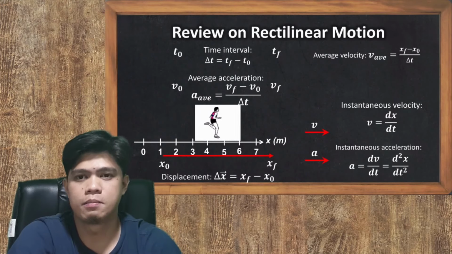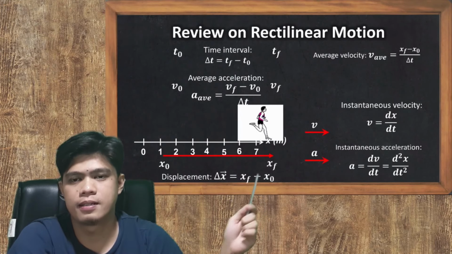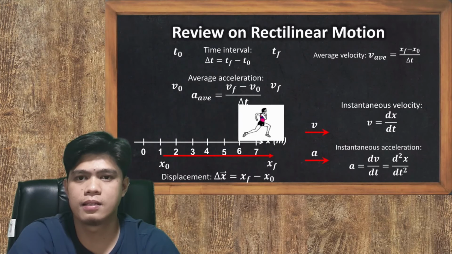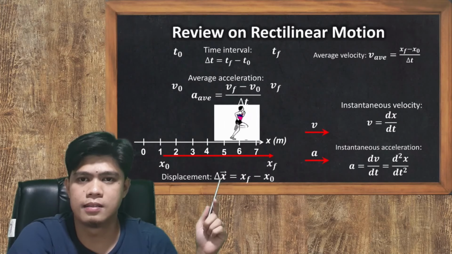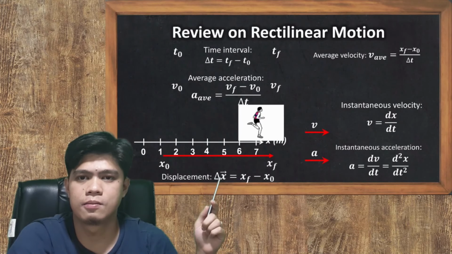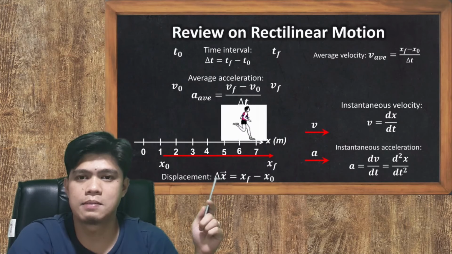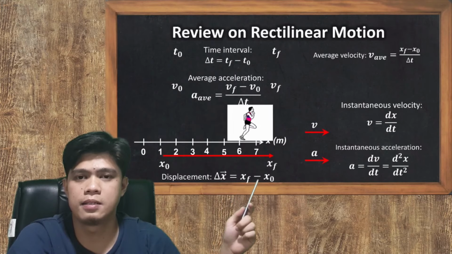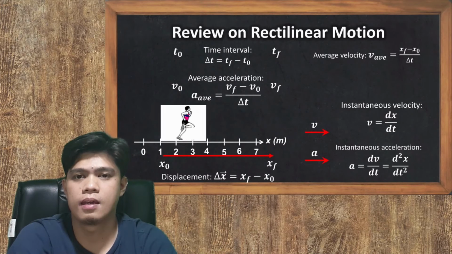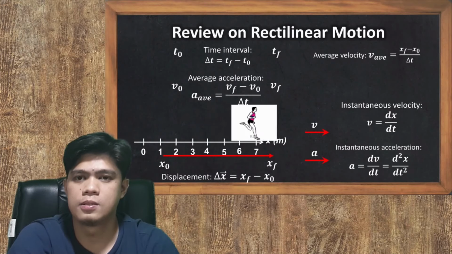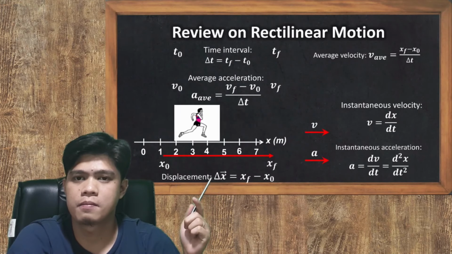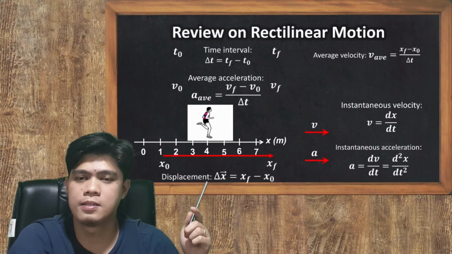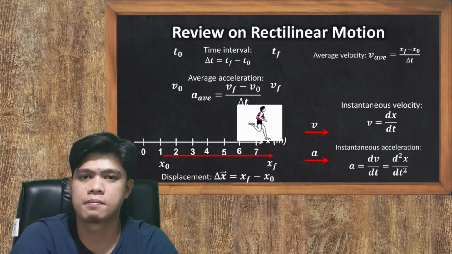So we have here a person moving from x naught to x final. The displacement of that person moving from x naught to x final is represented by delta x with an arrow on top. Meaning displacement is a vector, which is equal to the final position xf minus the initial position x naught. Since displacement is a vector, if the value is positive, then it's moving to the right, and if the value is negative, it's moving to the left.